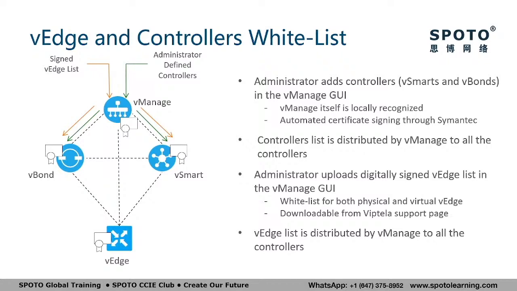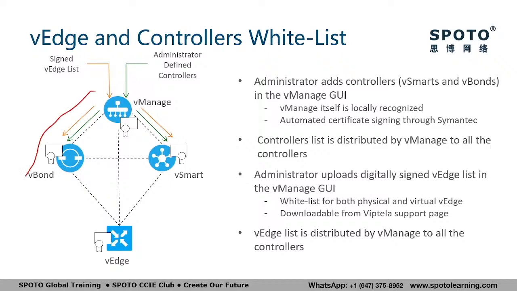vEdge and controllers, the entire architecture, they operate based on a whitelist model. In the vManage GUI, the administrator adds controllers including vSmart and vBond in the whitelist. The certificate signing is automatic through Symantec. vManage itself is locally recognized. Then the controllers list is distributed by vManage to all controllers. By doing that, all controllers know each other.